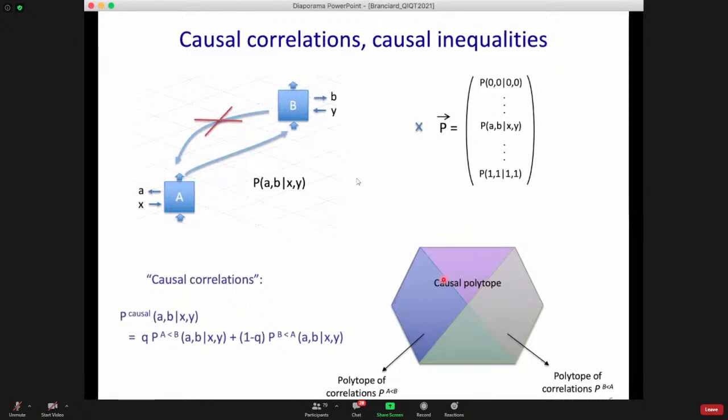So once we have characterized this polytope, well, we can look at the facets. And this is also what we do in the case of Bell local correlations. We look at the facets and what do we learn.